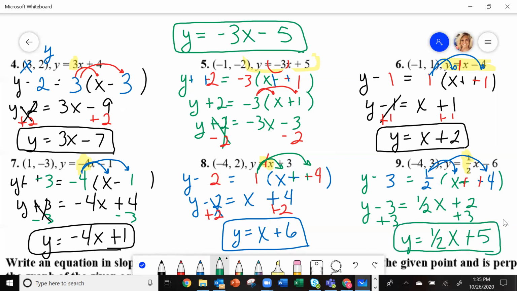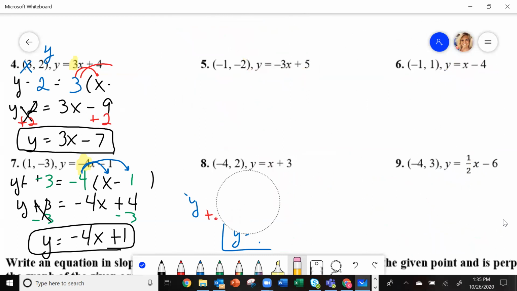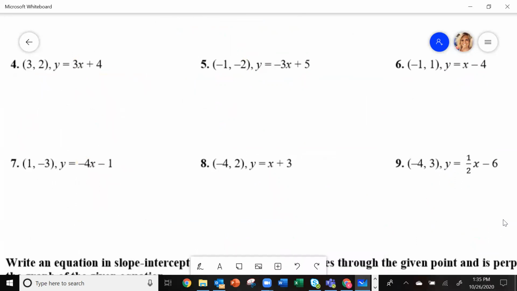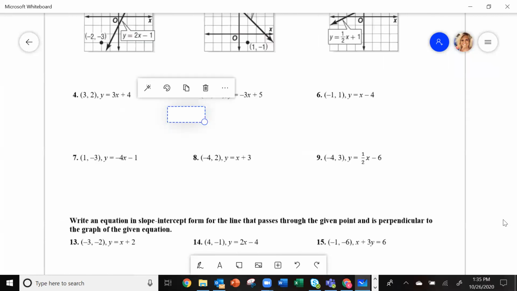Okay, so those are all the answers that you're supposed to have for the parallel lines. So if you need to, pause the video so you can make sure you get all your corrections done and have this written down. And we'll go to the next ones for perpendicular. Let me erase my board. It always likes to go a little crazy here. There we go.